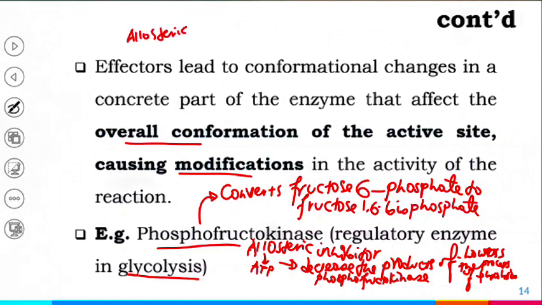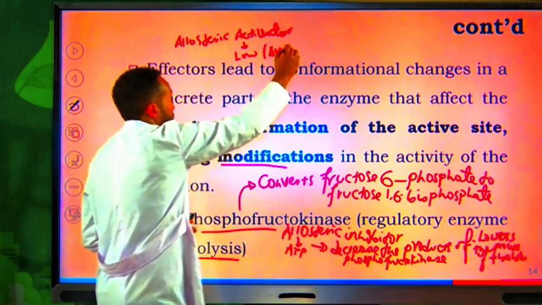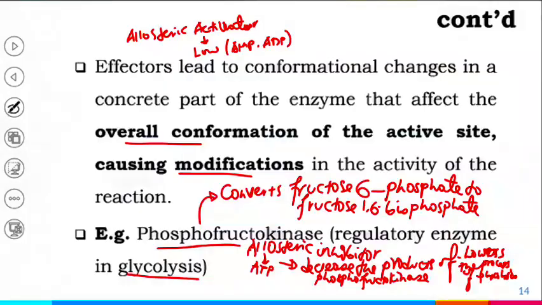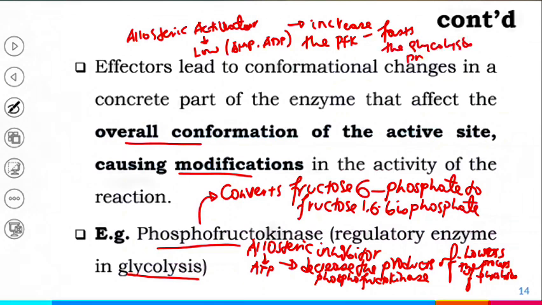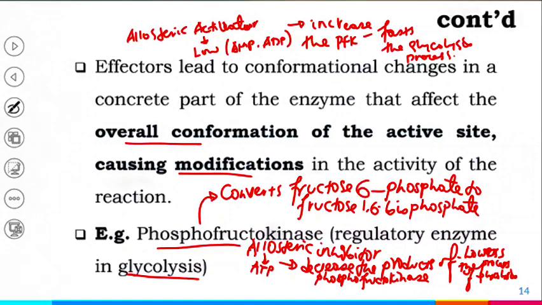In the reverse, if there is an allosteric activator, which means if the amount of energy becomes low, or if the energy is in the form of AMP, adenosine monophosphate, or adenosine diphosphate, as a result, this allosteric activator increases the PFK, which means phosphofructokinase. As a result, it speeds up the glycolysis process.